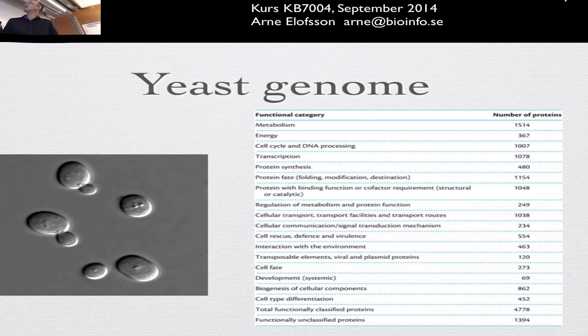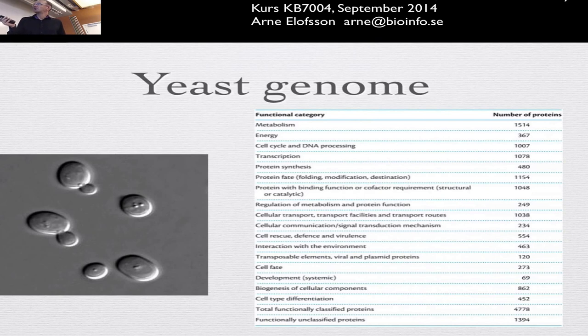If you go to yeast, first the genome is about twice as big, but it doesn't have twice as many genes, probably 25% more genes. But you have quite a lot of genes involved in protein fate, so in protein folding, to make sure that other proteins don't fold incorrectly. And you have a lot of things that are binding, cofactor requirements, so a lot of interaction with other proteins.